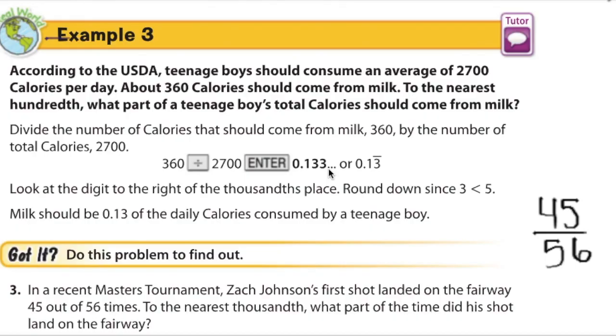In example 3, you have a story problem where you need to write a fraction and then convert it to a decimal. In the got it problem, we have a fraction of 45 out of 56. You can use a calculator to find that decimal equivalent and, to the nearest hundredth, find out what part of the time his shot landed on the fairway.